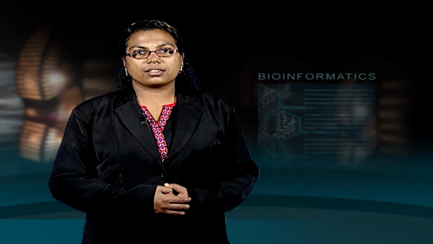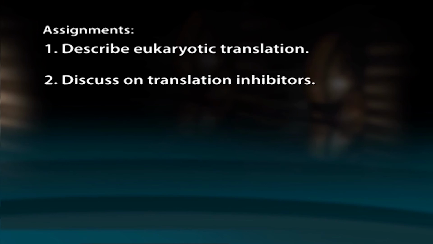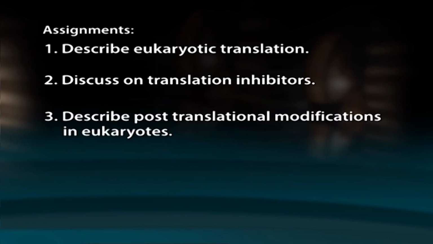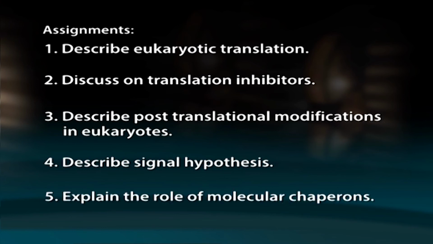Now, you can work out the assignments given here. First one, describe eukaryotic translation. Second one, discuss translation inhibitors. Third one, describe post-translation modifications in eukaryotes. Fourth one, describe signal hypothesis. Fifth one, explain the role of molecular chaperones.